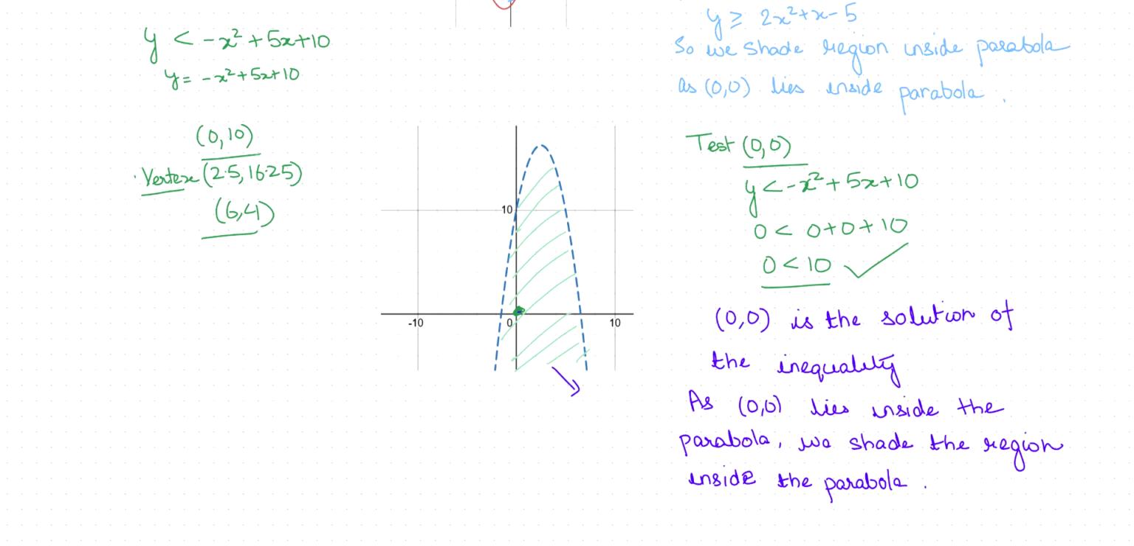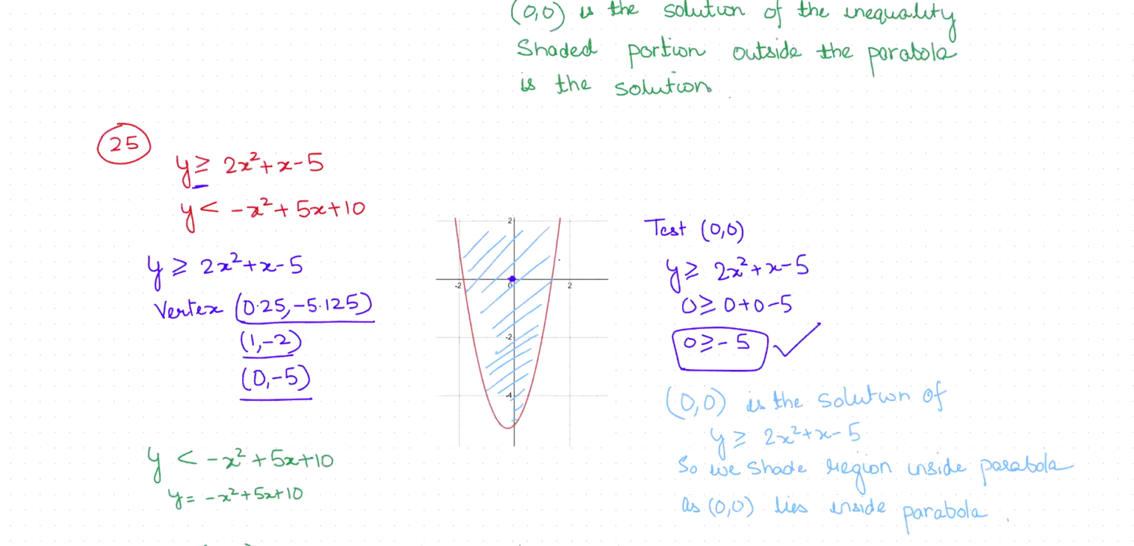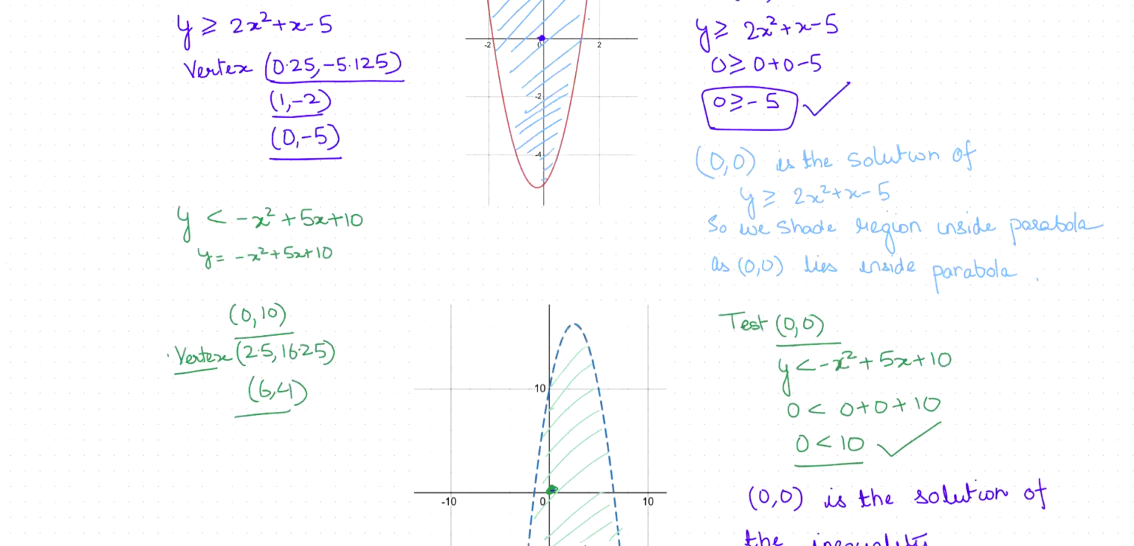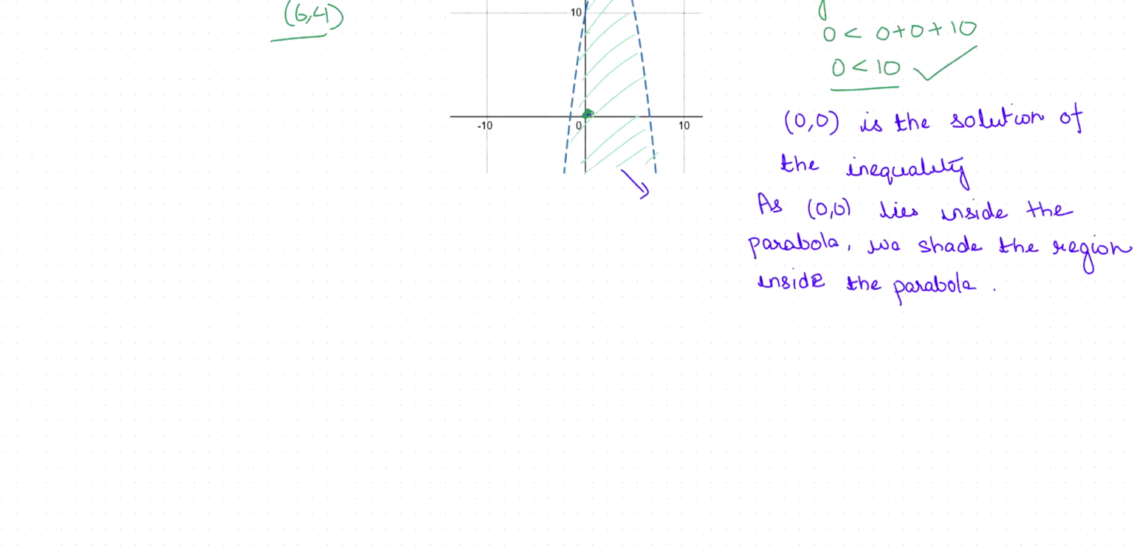Now we have to find the solution of the system of equations. So we have to find the region where the solutions of the two graphs overlap. So let's draw the two equations on a single graph and see which portions overlap.